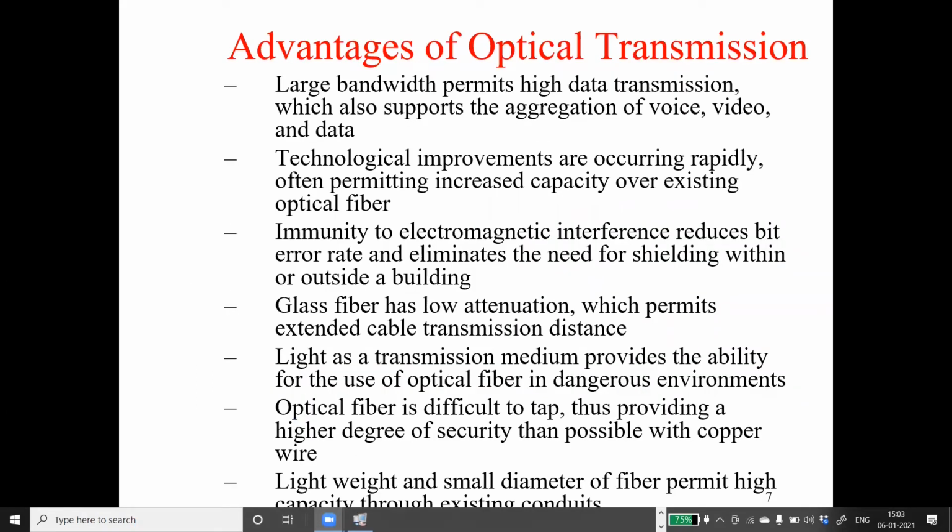Now optical systems have the potential to support the requirements of new generation networks. Why? Because everyone knows that it has a larger bandwidth, because we are talking about large frequencies being used for optical communication. So larger bandwidth permits high data transmission. The first requirement of a desirable network was high data transmission. So optical communication supports high data rates, and it's not limited to only voice or only data, but it can support all three, that is voice, video, and data.